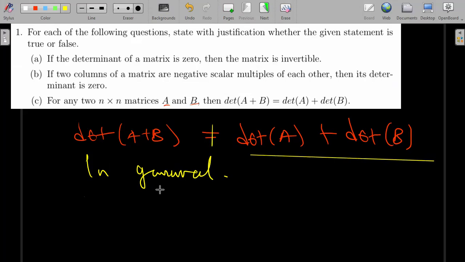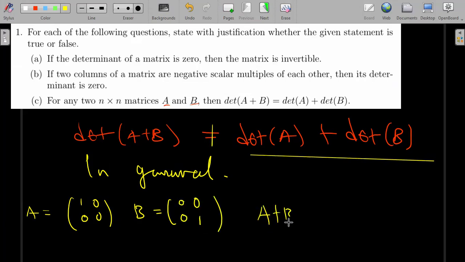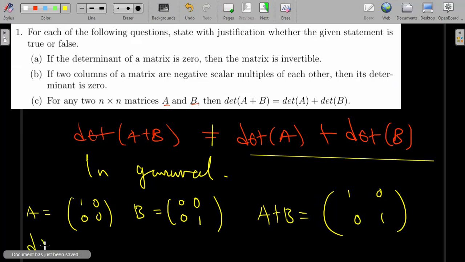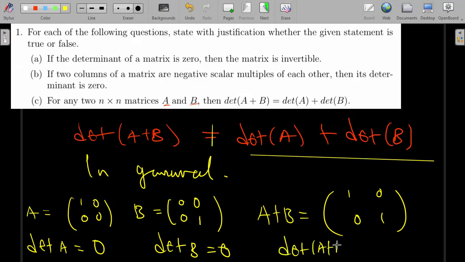And then we can give a counterexample. Let's say I have matrix A, which is 1, 0, 0, 0, and then matrix B, which is 0, 0, 0, 1. Matrix A plus B, we simply add these two matrices, so we have 1, 0, 0, 1. Now let's find the determinants. The determinant of A will simply be 0. The determinant of B will be 0 as well. And the determinant of A plus B will be 1 multiplied by 1 minus 0 multiplied by 0, which gives me 1.